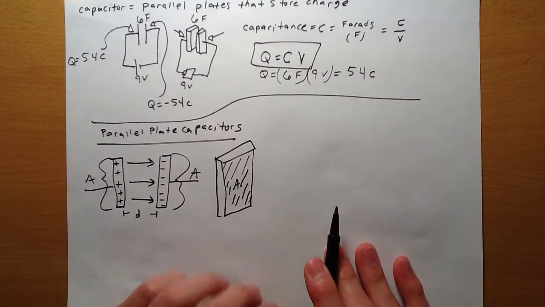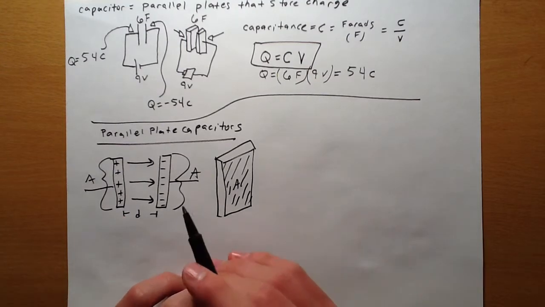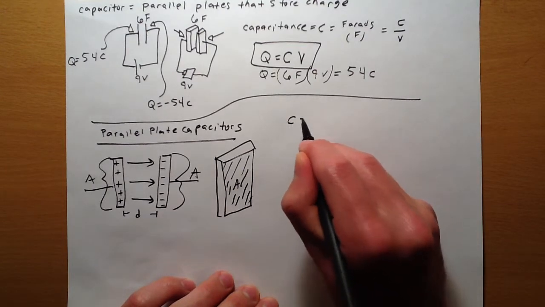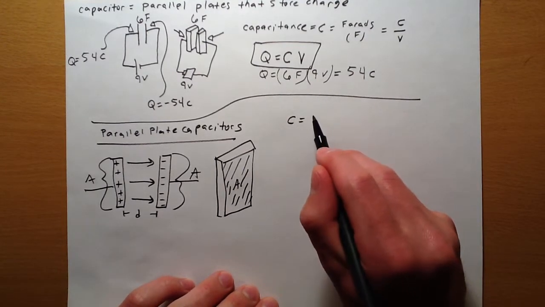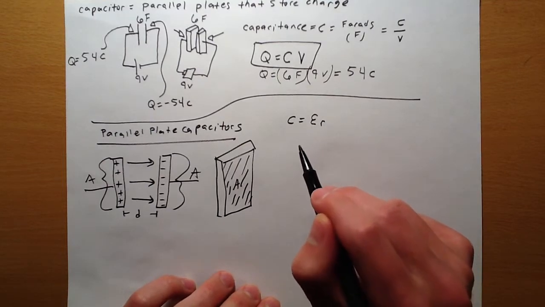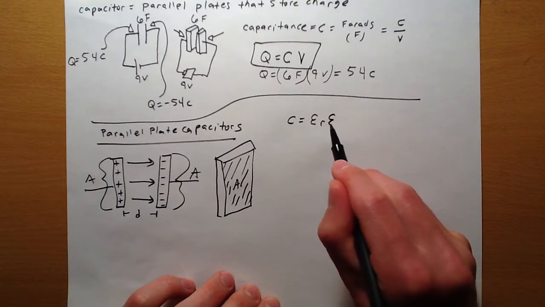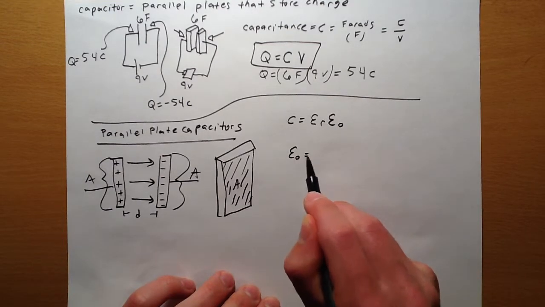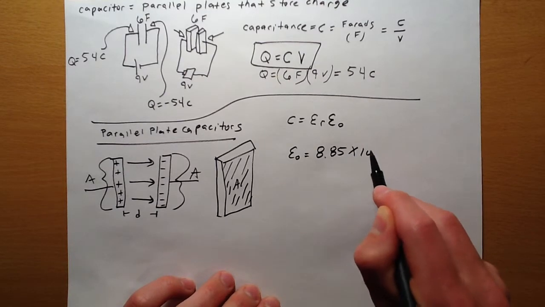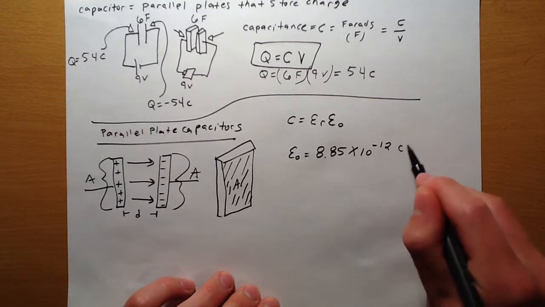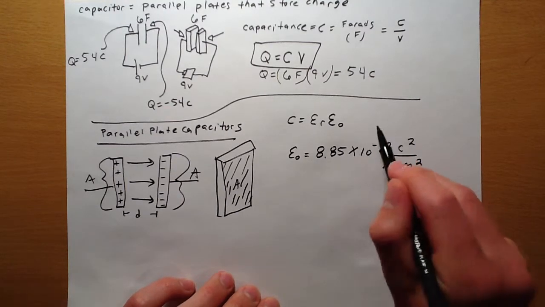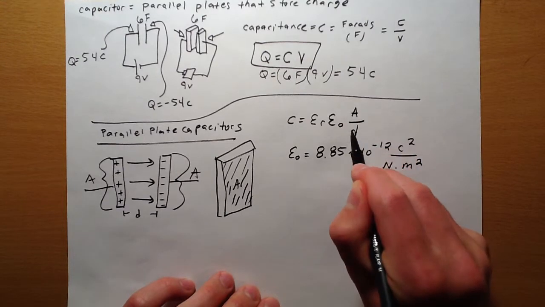Knowing all these things, we can figure out what the capacitance of the system is going to be. Capacitance is equal to epsilon R, which is the dielectric constant, we'll talk about that in a little while, times epsilon naught. We know epsilon naught to be equal to 8.85 times 10 to the negative 12 coulombs squared over newtons per meter squared, times area over distance.